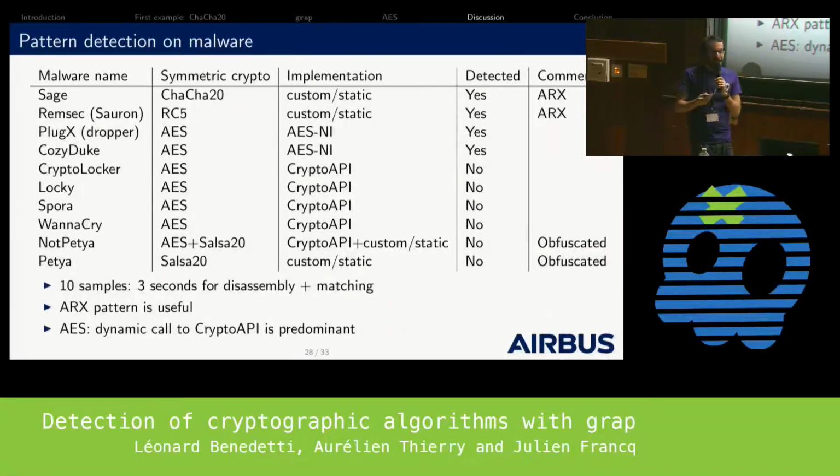Then, as Leonard said, the problem with AES is that most modern malware don't implement it. They will use Windows Crypto API, so there is nothing for us to match. So our approach won't be useful in this case.